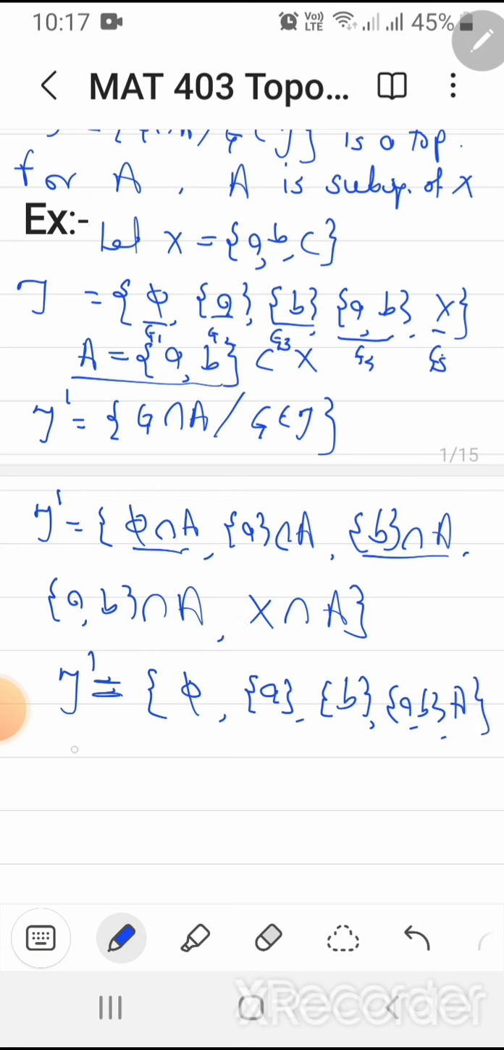And we know this tau dash is a topology for A, that is phi and A belong to tau dash. Again, the union of such sets belongs to tau dash, the intersection of sets belongs to tau dash, and therefore tau dash is a topology for A, and therefore A is called a subspace of X.